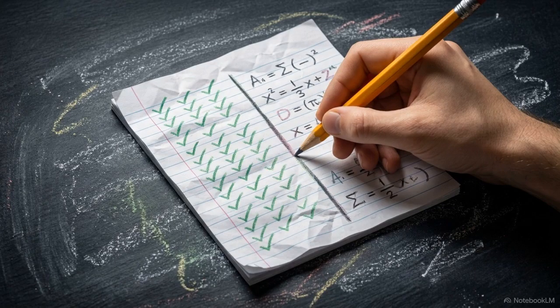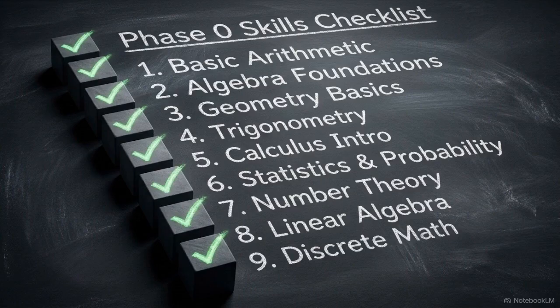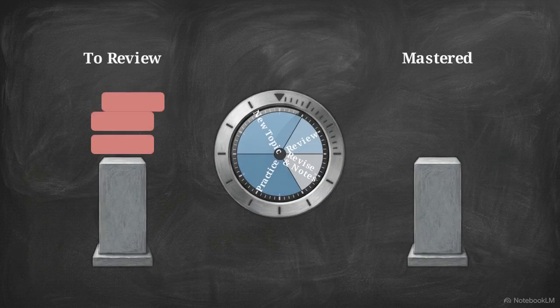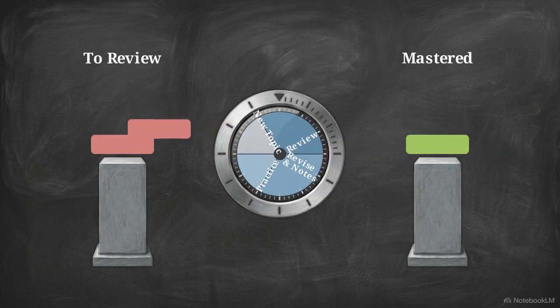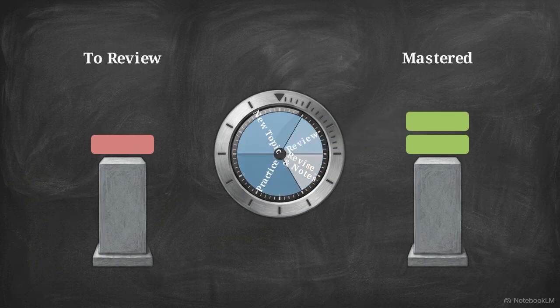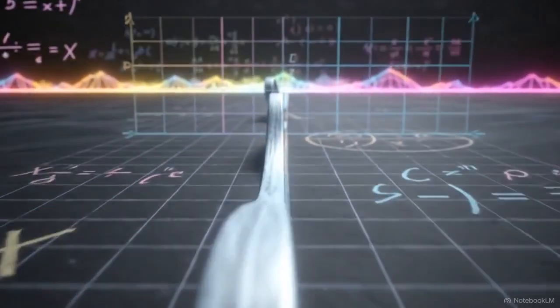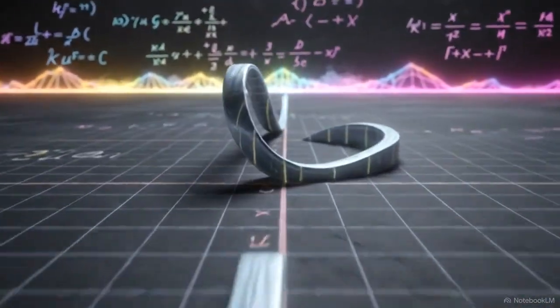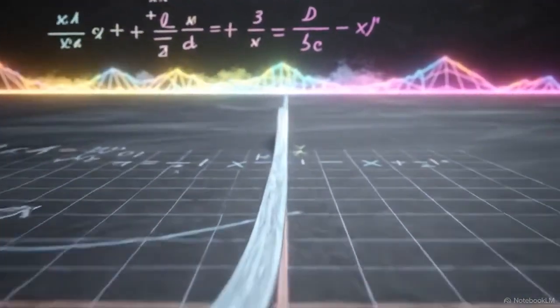You now possess a complete, highly personalized Phase 0 skills map. The value of this audit is knowing exactly which tools require sharpening in your toolkit before you start the heavy lifting of Phase 1. Your final step is simple. Run every item in your To Review column through that 2-hour daily plan until your entire list moves to Mastered. Mastering these foundational skills allows you to move directly into Phase 1, where you will begin working with functions.